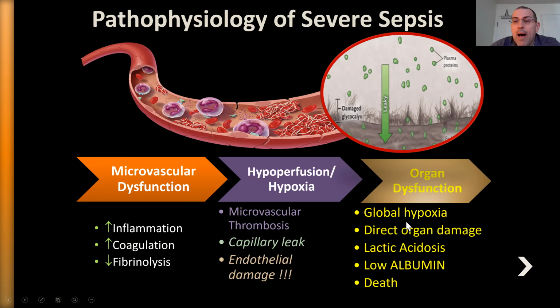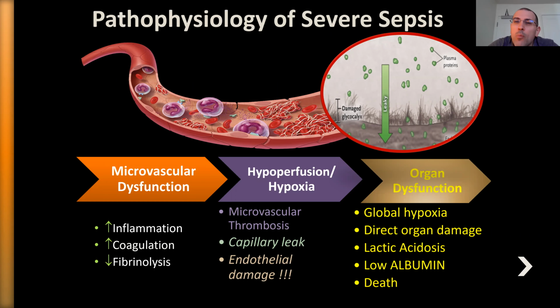We have a global hypoxia because we're simply not able to get that oxygen transport across the capillary. And that's why we have that increased SVO2, because we're in essence shunting now. We're not able to transport oxygen out of the blood vessels into the tissues. We have direct organ damage. Then we have a lactic acidosis because since we're shunting oxygen, we're going into anaerobic metabolism at the level of the tissues. And we can have a decreased albumin.